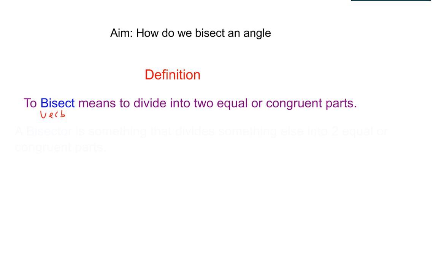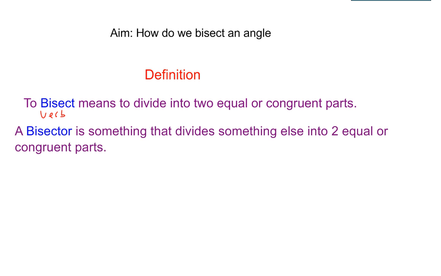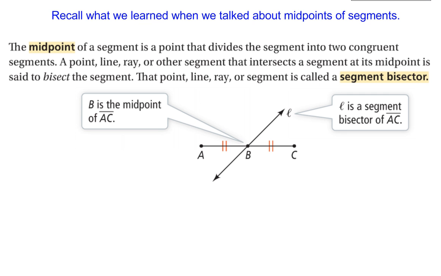But there is also a noun that goes along with this, and that is a bisector. A bisector is something that divides something else into two equal or congruent parts. So this is a noun. A bisector is a noun. To bisect is a verb. Let's take something that we're all familiar with.